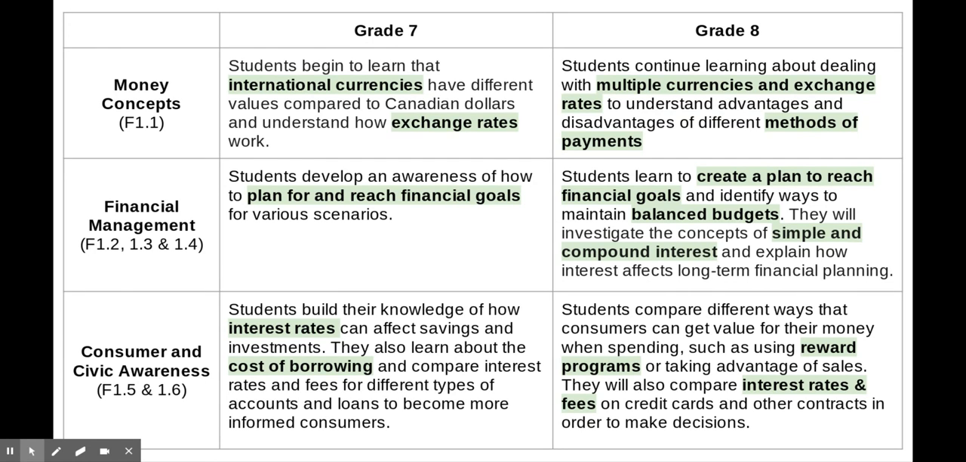Ultimately here, the goal for students is to be able to make informed financial decisions relevant to their lived experiences, to make connections to what they're learning in media literacy, as well as social studies, history, and geography curriculums, and really to become informed consumers.